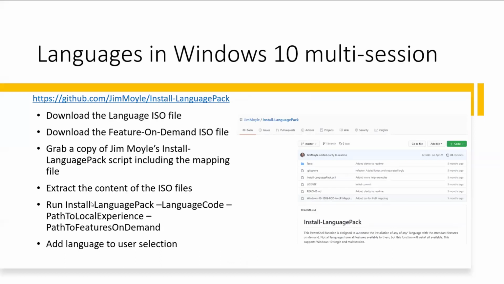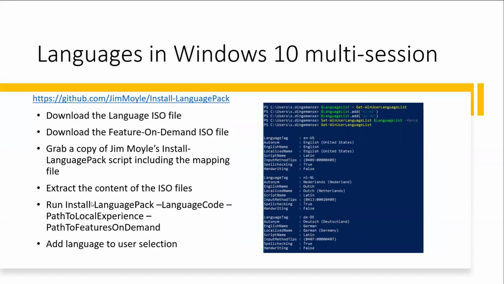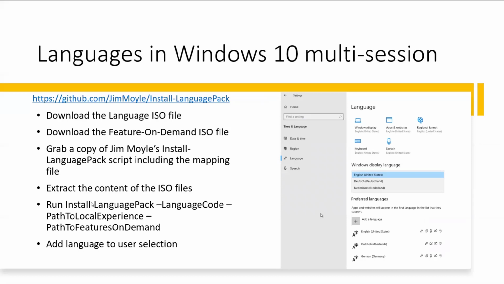To get this working, just grab a copy of Jim Moyle's install language pack script, and you need the mapping file for those languages. When running the script, you can set the language which should be installed, and the script will take care of installing all the features and language features they need. At the end, you only need to make those languages available for your users. You can do this with a login script, for example, and in the end, your users will be able to choose their own language within their session. So it's a cool way of installing those languages.